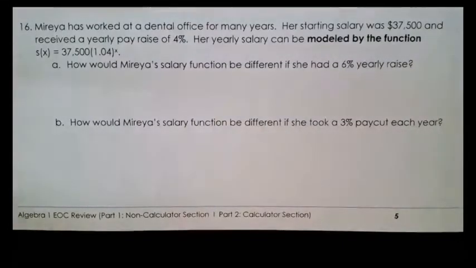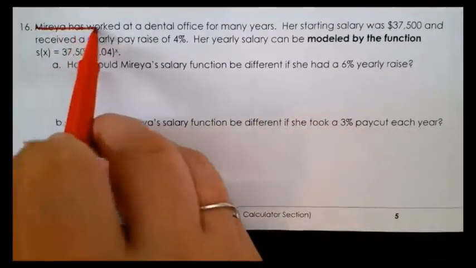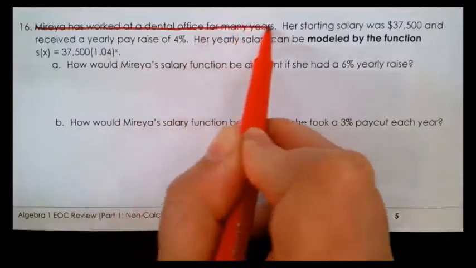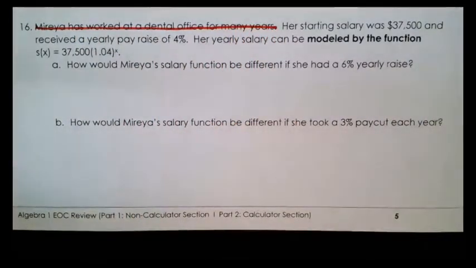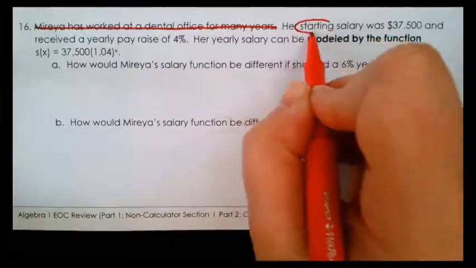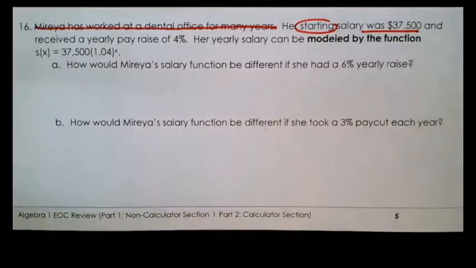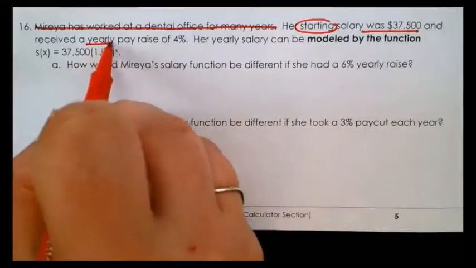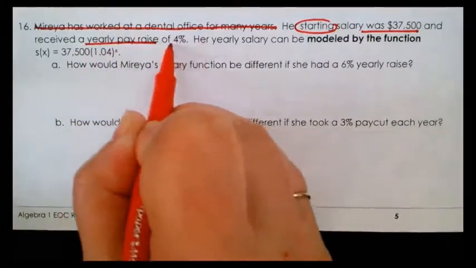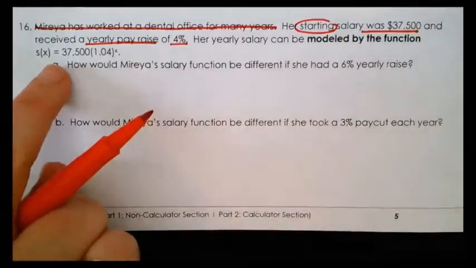Well, let's go back. Maria has worked at a dental office for many years. That may be great for creating context, but that doesn't give us any information. Her starting salary, the beginning, was $37,500 and received a yearly pay raise of 4%. A yearly pay raise of 4%. Her yearly salary can be modeled by this function.